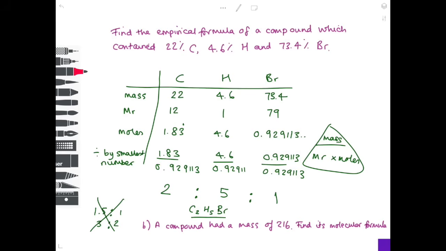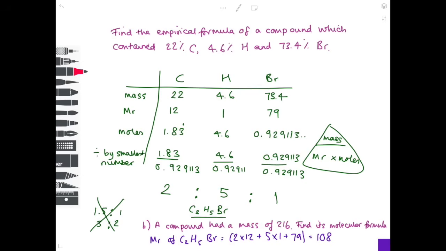All you have to do is work out the MR of the empirical formula you've just calculated. So work that out, which would be 2 times 12 plus 5 times 1 plus 79. So that's just a basic MR calculation. Once you've done that, you see that it's 108. And compare it to the compound you've been given, which is 216.